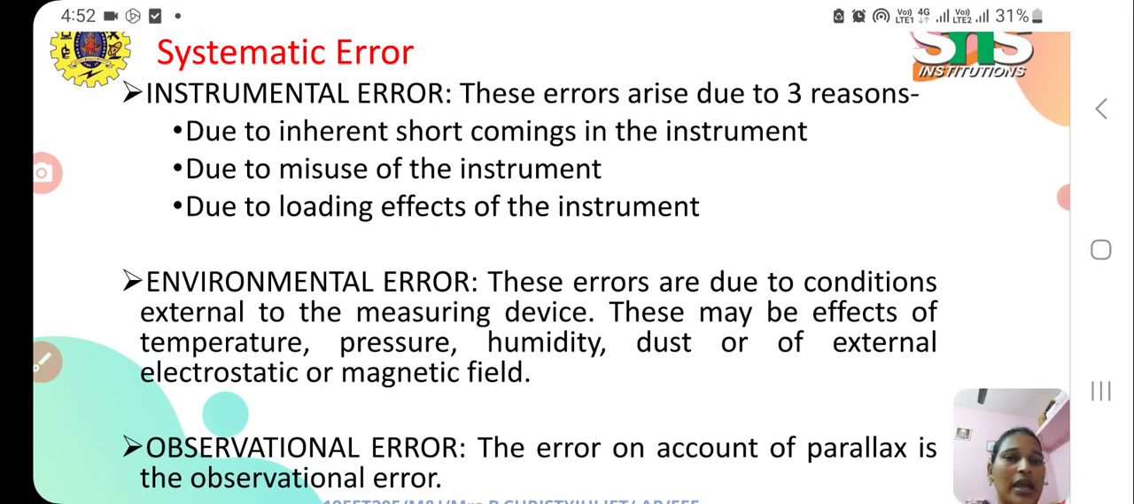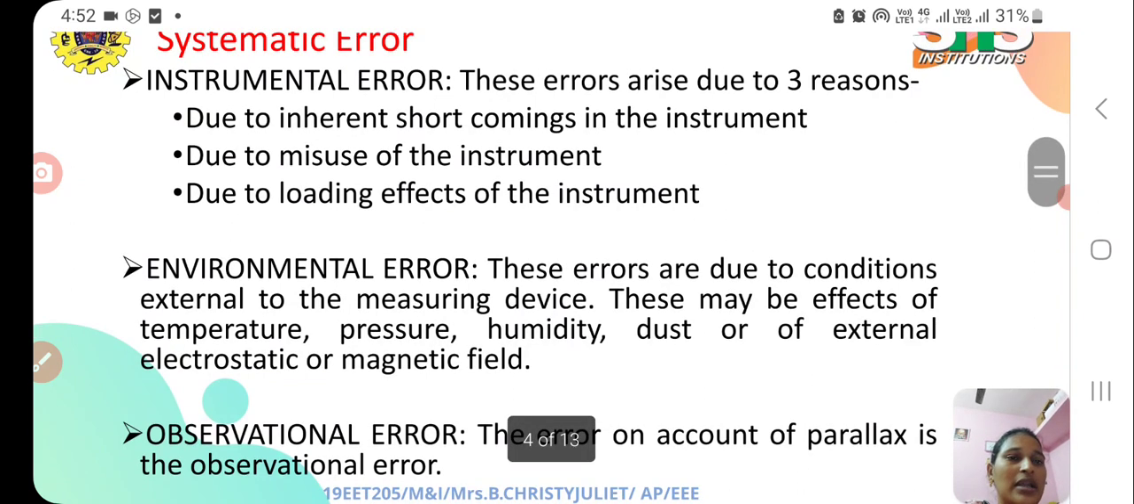The next is systematic error. Systematic errors are instrumental error, environmental error, and observational error. There are three types. As the name implies, these errors happen within the measuring instruments. The first one under systematic error is instrumental error. These errors arise due to three reasons: due to inherent shortcomings in the instruments, that is, if the instrument itself is faulty even when you purchase it, then it is an instrumental error.